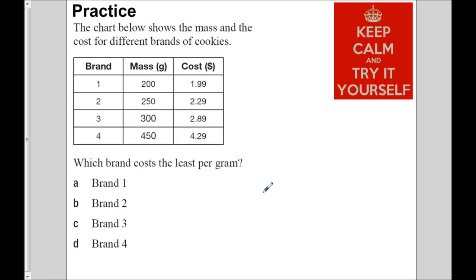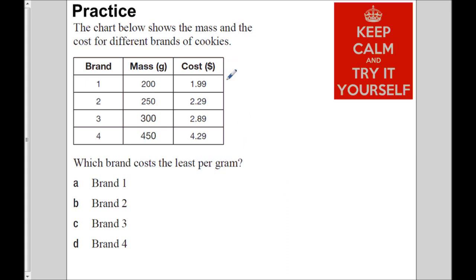All right, let's try a question out. So here's a multiple choice question. The chart below shows the mass and the cost for different brands of cookies. So which brand costs the least per gram? Why don't you give this question a try? Pause the video while you do so, and when you want to check your answer, just press play. Okay, good luck.